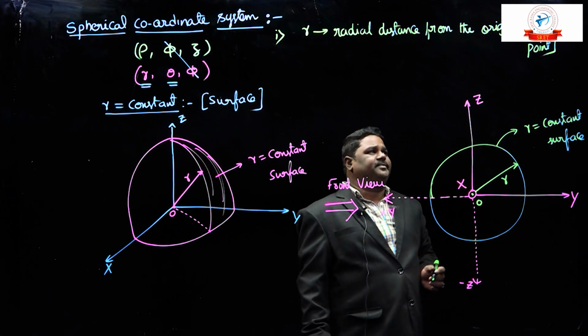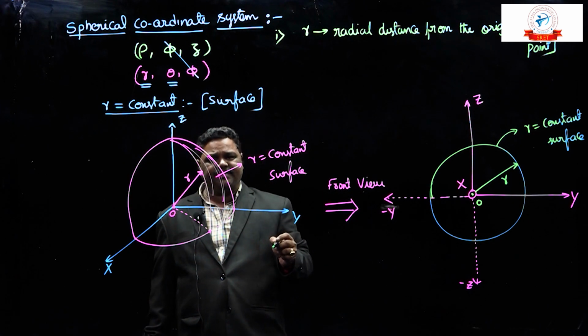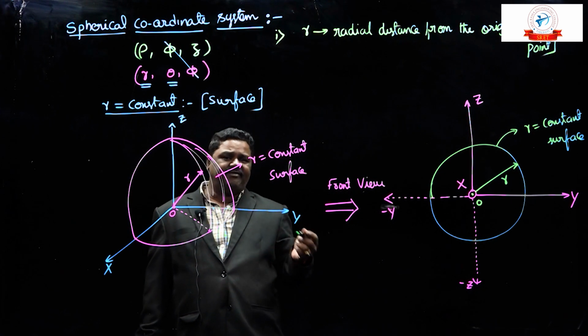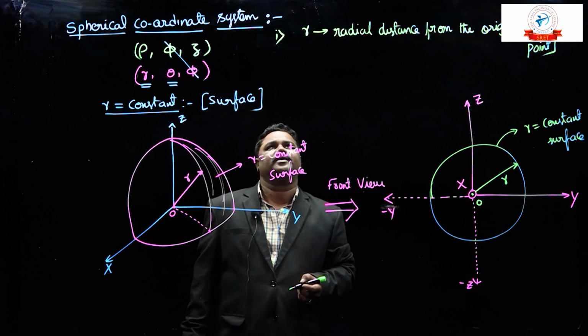A reference point. So simply we say that r is a radial distance from a reference point. That reference point is nothing but the origin, or the center of the sphere.